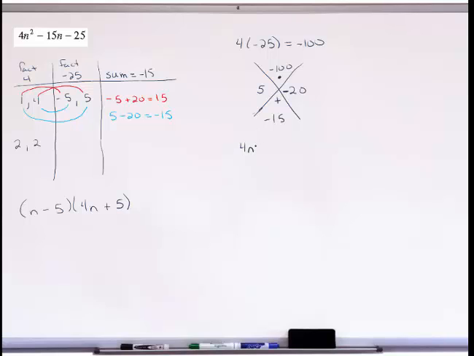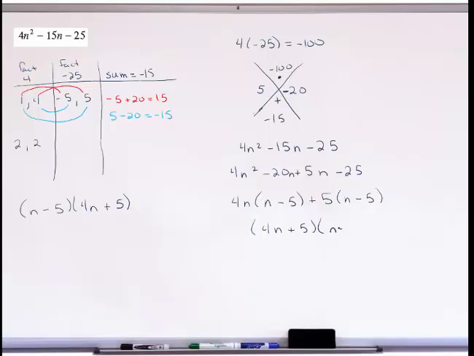So I take my 4n squared minus 15n minus 25, and I replace negative 15n with negative 20n plus 5n. 4 and 20 have a 4 in common and an n, so I get n minus 5. 5 and 25 have a 5 in common, so I get n minus 5. And that gives me 4n plus 5 times n minus 5.